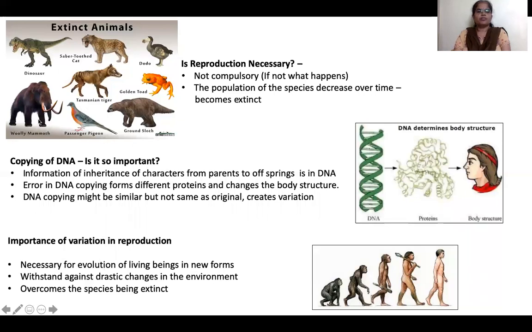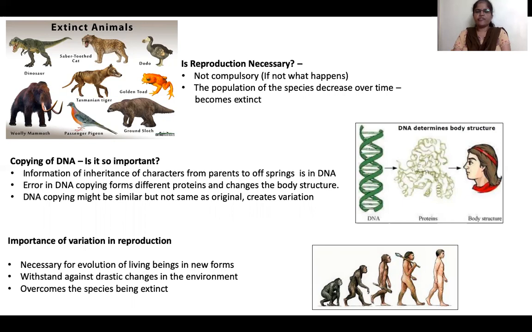See, these are the species, the dinosaur, the long tusked elephant, or the Tasmanian tiger. These animals have become extinct. Now we cannot see these animals. Okay? Why? Because of the loss in reproduction, these animals have become extinct. Extinct, and they do not exist after that.